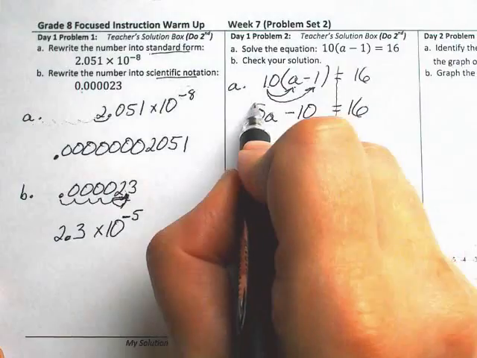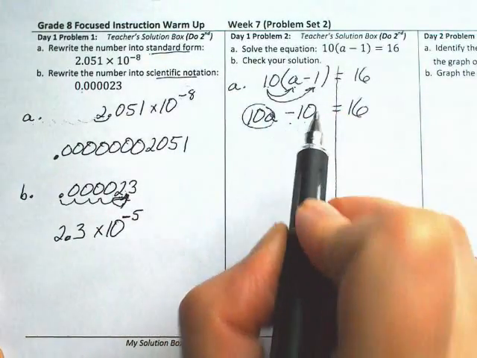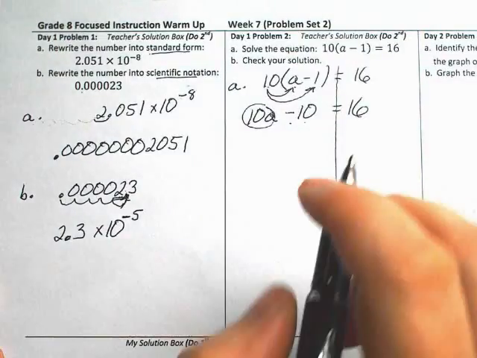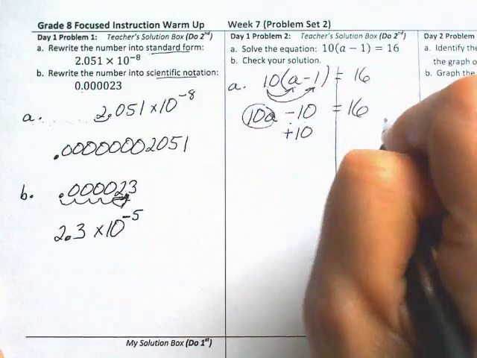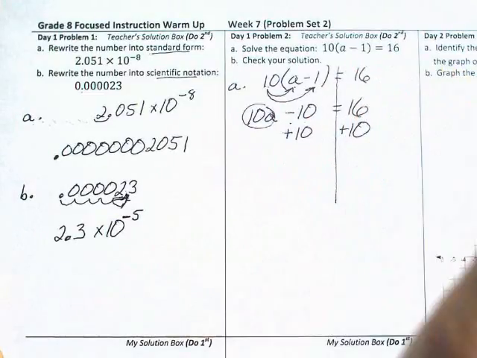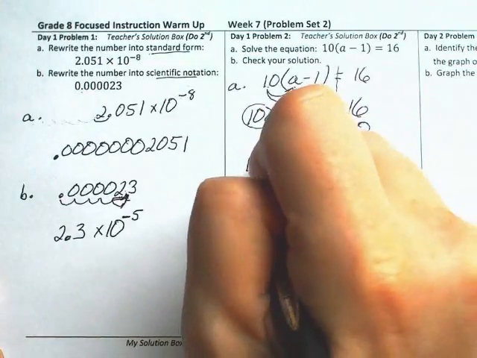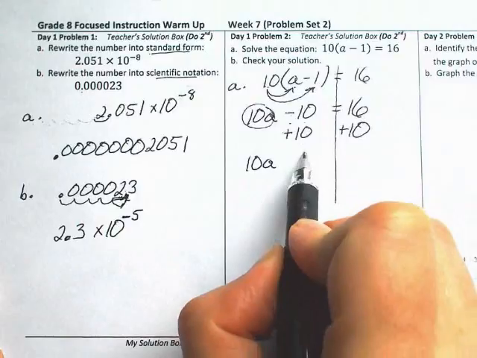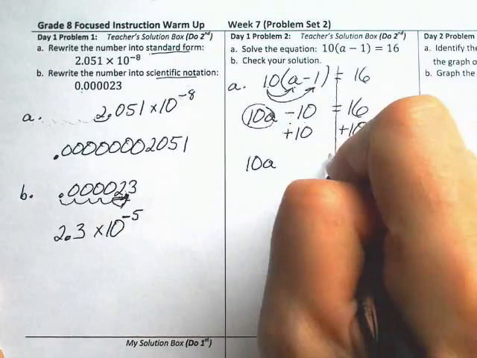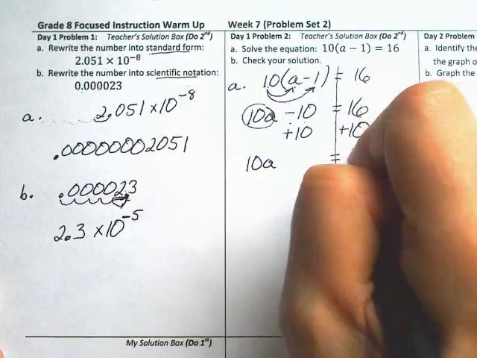Here is the a term. Next to the a term is minus 10, and the opposite math of minus 10 is to add 10. So underneath, add 10 and add 10. The 10a comes straight down. Negative 10, add 10 makes 0, and equals 16, add 10 is 26.